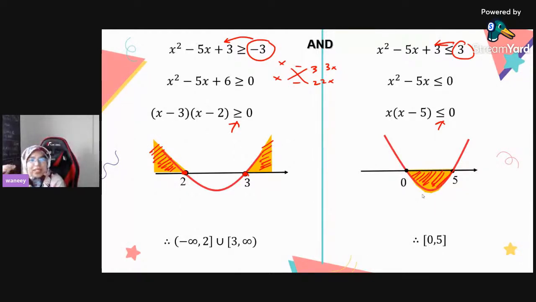Okay, so one answer on the left hand side, another answer on the right hand side. So now we should combine them together. Okay, so when you separate them into two different inequality, we are using the word and. Therefore, I should use the intersection between two answer. Okay, so kita nak buat satu number line lah. Nak cari kawasan intersection sekarang.